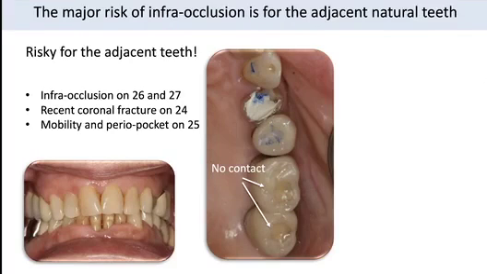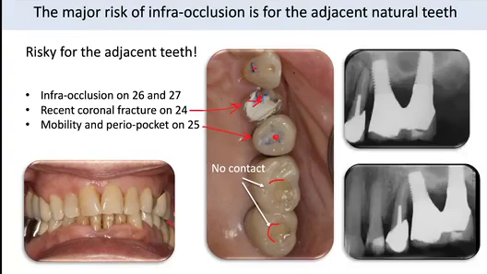If you look at this patient, infraocclusion of two crowns here on the distal implant. The contact in ICP is only on natural teeth. No contact here. And the consequence is there is no contact on posterior teeth. The consequence is a fracture of the crown here. It is the reason for the consultation. Recent coronal fracture here, and mobility and inferior pocket here.